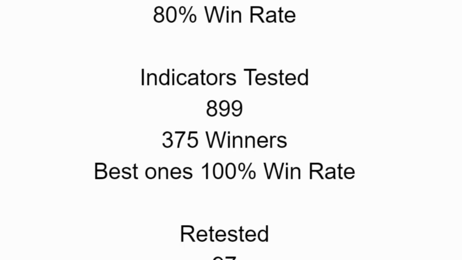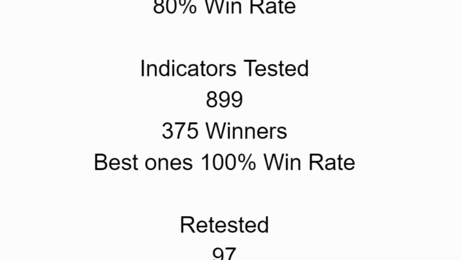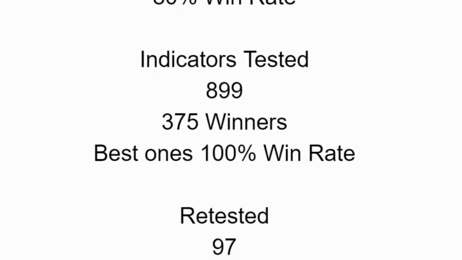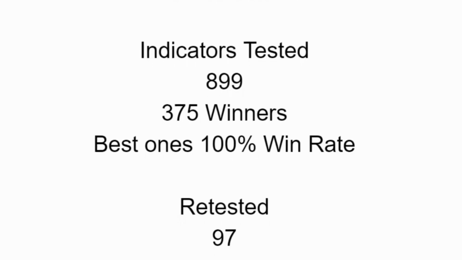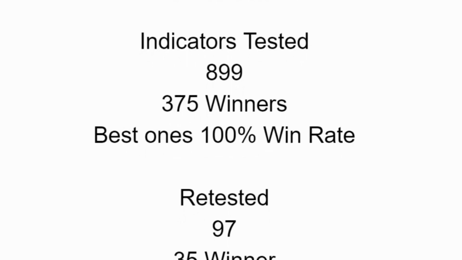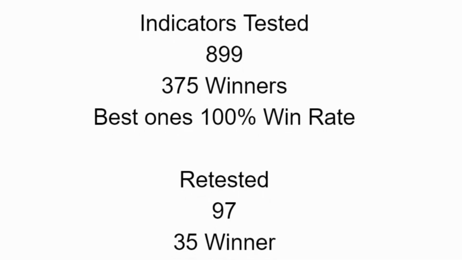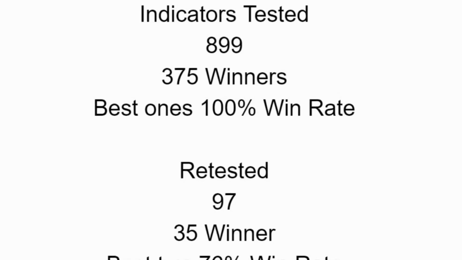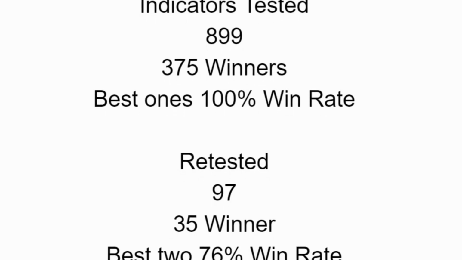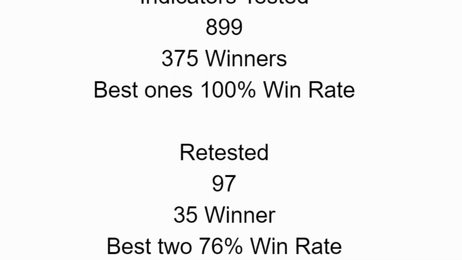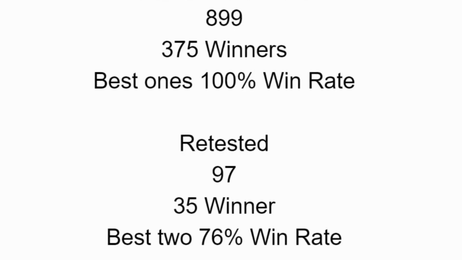Now you need to go back and watch those videos to understand the context of how they were able to achieve that. So go back and watch those videos and see what you can get out of those winning indicators. We've also retested in the advanced testing 97 of the winning indicators. 35 of them have been able to maintain the winning status, the best two, a 76% win rate.